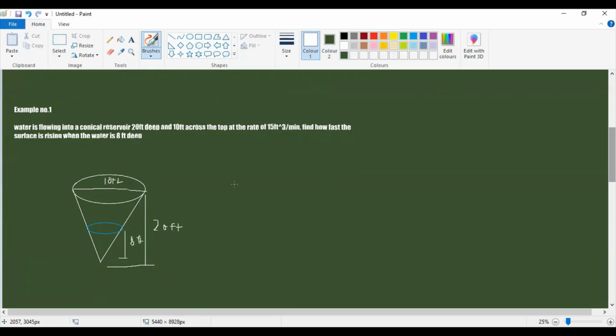And we have a rate of change in the question, which means water is flowing at the rate of 15 cubic feet per minute. So it looks like that. And it is flowing at 15 cubic feet per minute. Oh, that's terrible, but should be understandable.